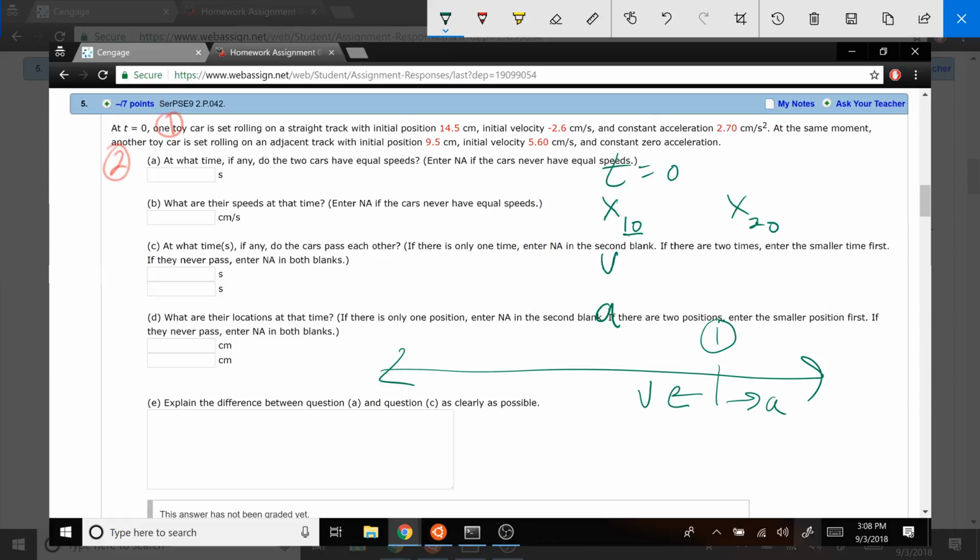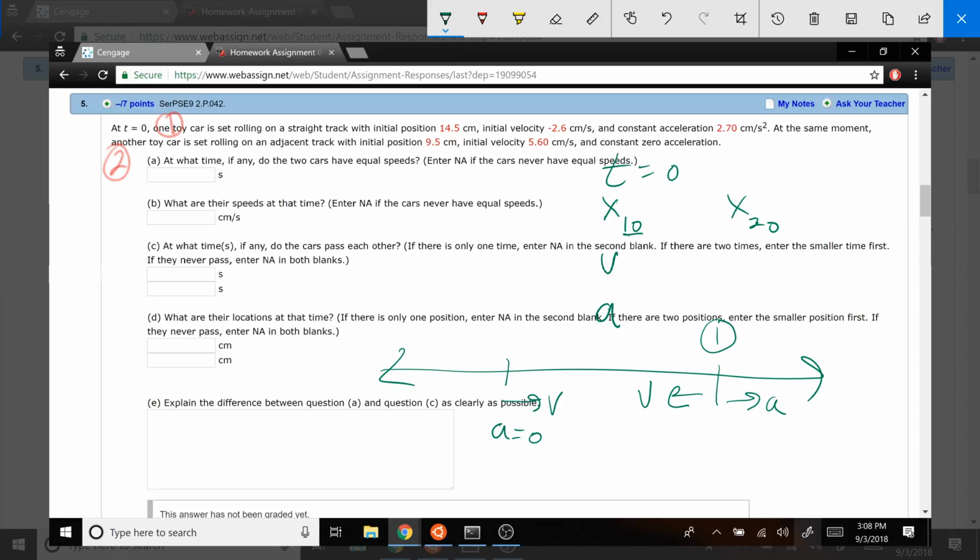And then the second car has initial position 9, a little further over here to the left, and initial velocity to the right, and acceleration is always 0. So it's just going to cruise to the right. This guy's going to go to the left.